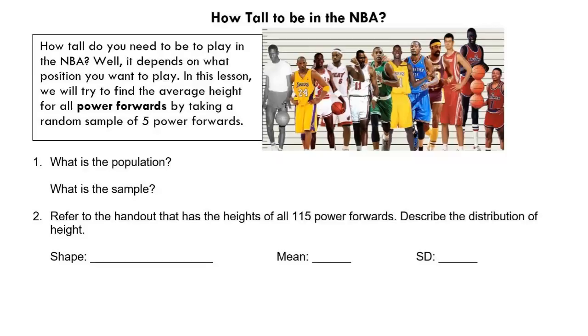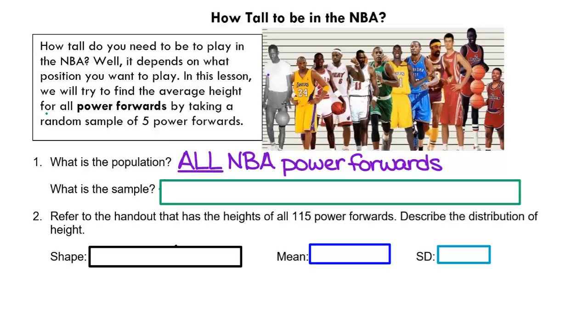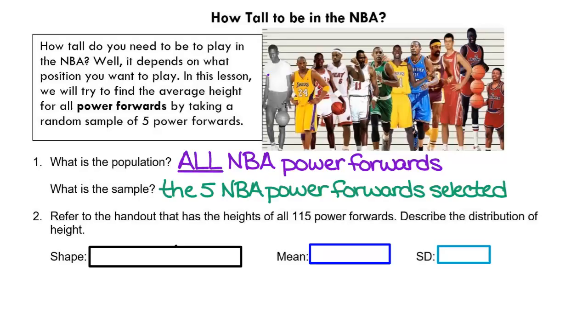What is the population? 115 is the number in the population, but what is the population? All power forwards in the NBA, yes. All NBA power forwards. So what's the sample going to be? 5 what? 5 power forwards. The 5 selected power forwards.